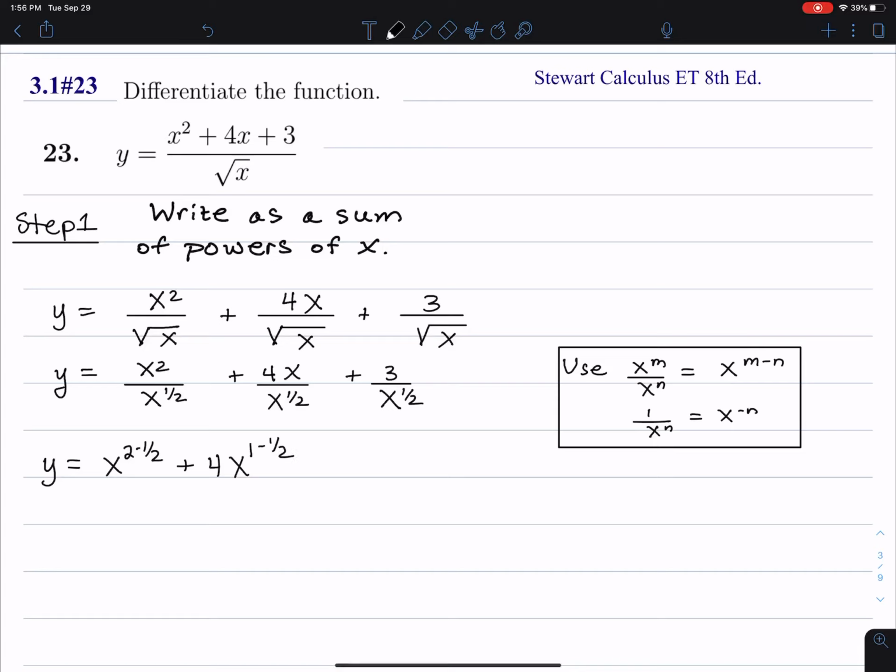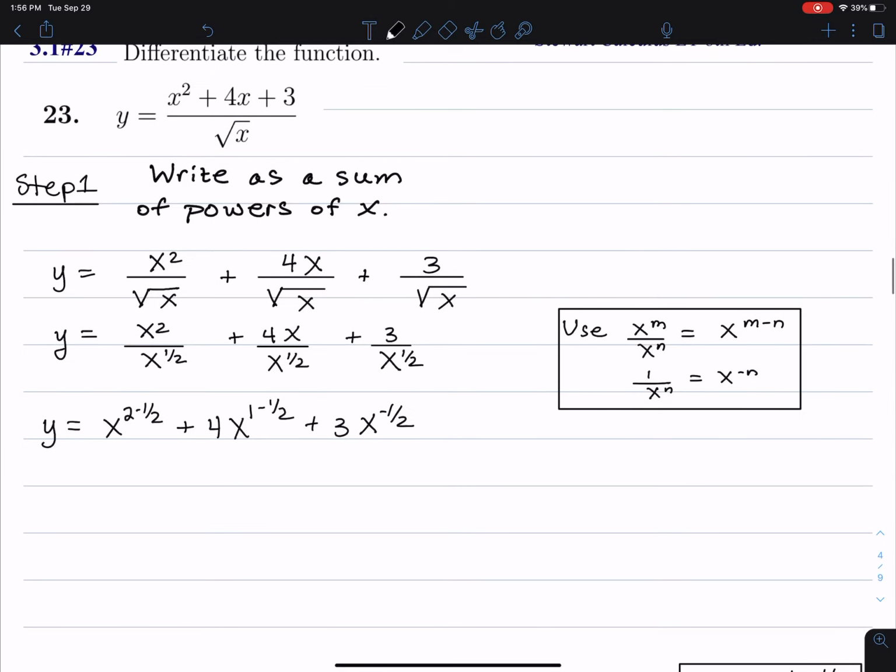And actually, I'm showing a lot of work here. It's very tempting to do that subtraction in my head. But 2, I have x to what power? 2 is 4/2, so I have 4/2 minus 1/2, and I get 3/2. Moving on, I have 4 times x to what power? 1 minus 1/2, that's 1/2. It's 2/2 minus 1/2. And I have 3x to the minus 1/2.